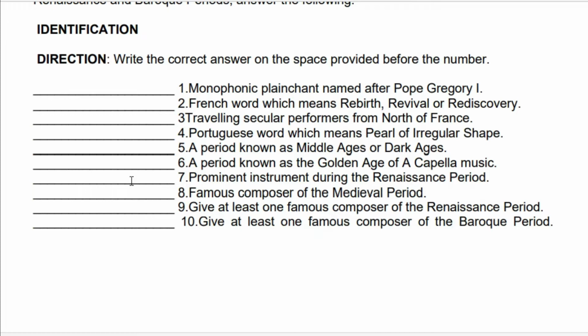Number 3. Traveling secular performers from north of France. Number 4. Portuguese word which means pearl of irregular shape. Number 5. A period known as Middle Ages or Dark Ages. Number 6. A period known as the Golden Age of a cappella music. Number 7. Prominent instrument during the Renaissance period.